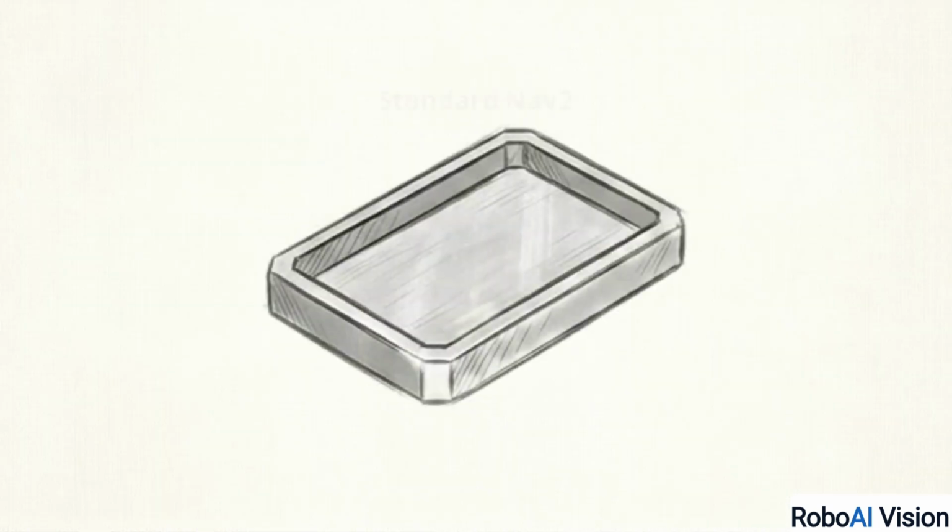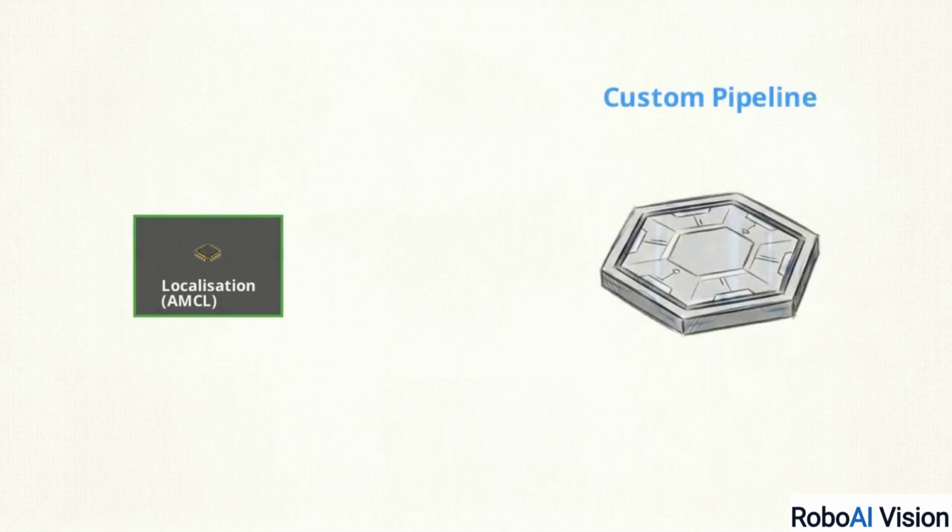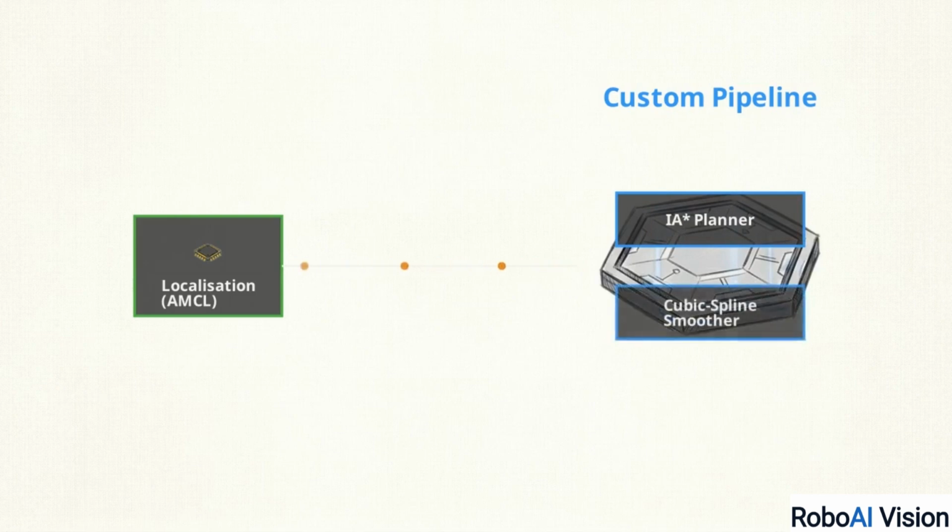The default Nav2 architecture tightly couples localization with cost maps and standard planners. Our approach is to isolate the AMCL localization module and remove the rest. We then route AMCL's output into a custom pipeline containing our A-star planner and cubic spline smoother.